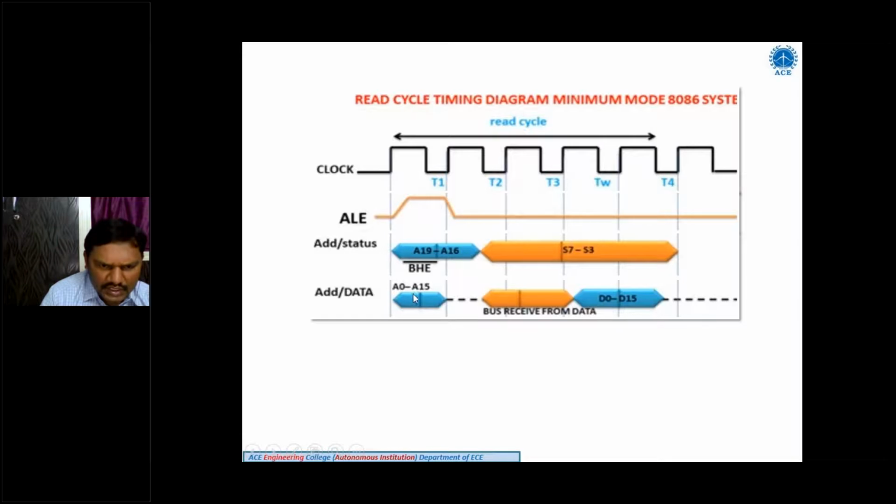So here, when ALE is 1, it is giving A0 to A15, and when ALE equals 0, it is giving D0 to D15. So that's why here it is giving D0 to D15. Bus receive from data means when it is reading, it is reading data from the memory or data from the IO devices. So that's why when ALE equals 0, there is some gap too, because after fetching that address location, only then can it read the data. So that's why this bus receive from data has been given.